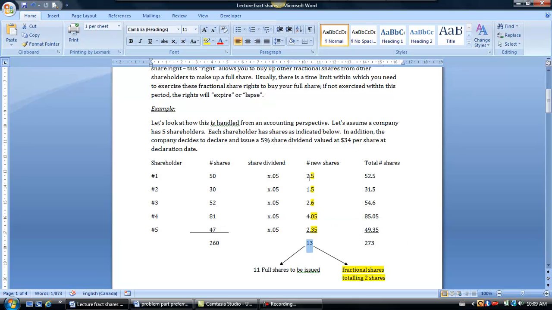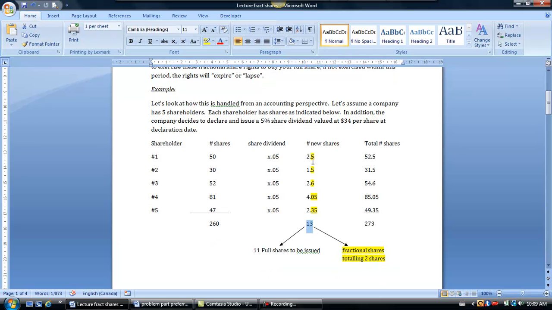But we can't issue fractions of shares, because if we add up all these little highlighted yellow fractions, we find that they total 2 shares. So that means I can issue, as the company, if I wanted to, 11 shares at the date of distribution or issuance of that common share dividend. But then I'm going to have all these fractional shares totaling 2. The one thing you have to remember is these all belong to different shareholders.